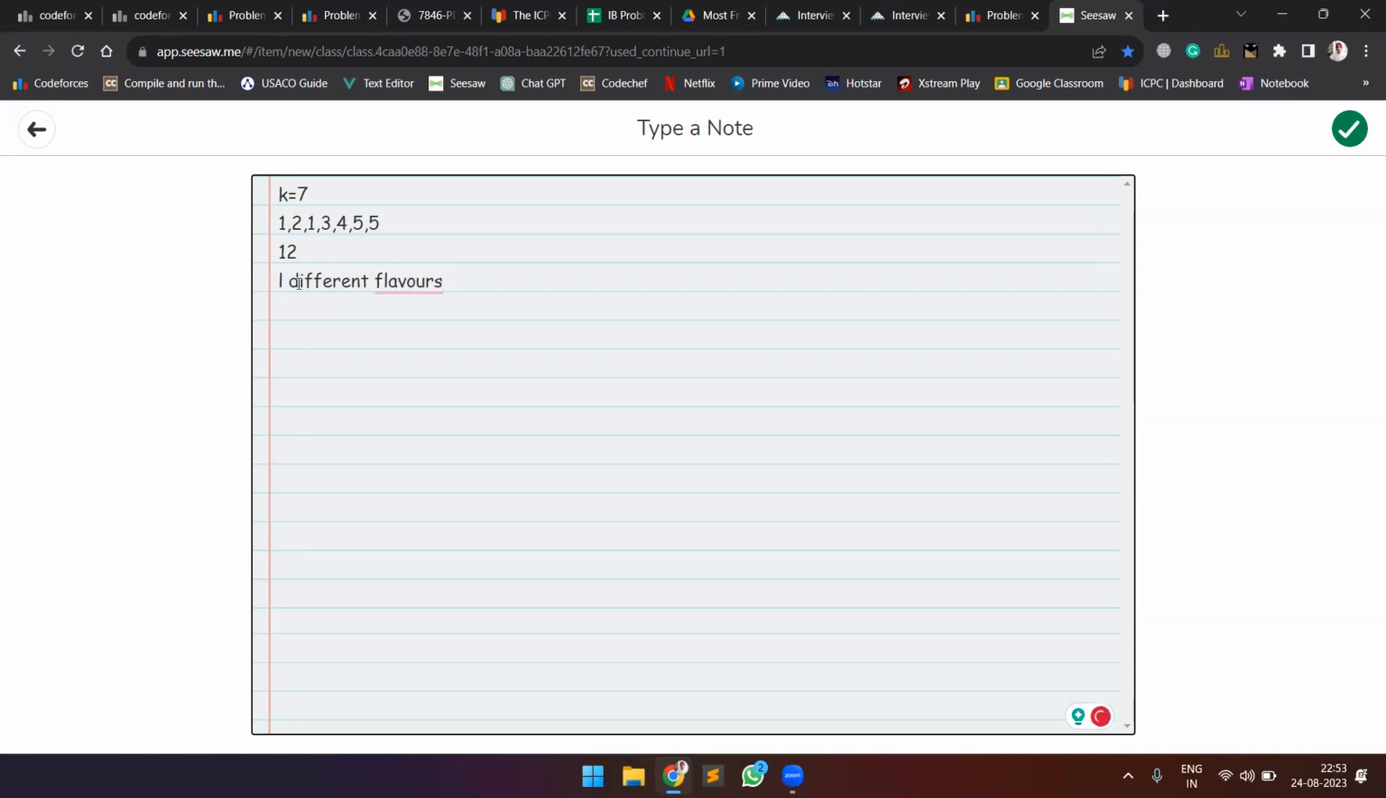Now, if there are k balls with l different flavors, what are all the possible ways to make the ice cream if the pair is always different? It is l into l minus 1 by 2. But how many of them are the same? Basically, how many of the flavors are repeating? It is k minus l.